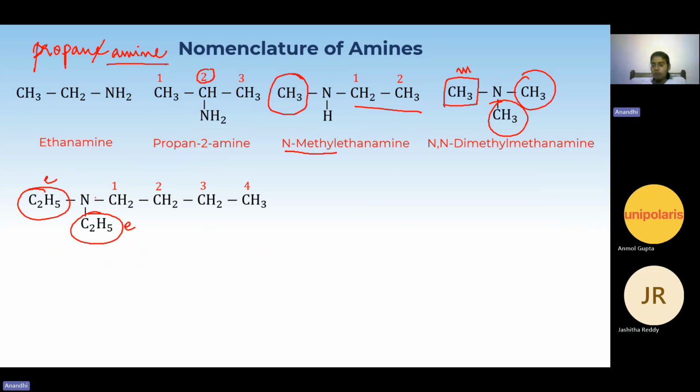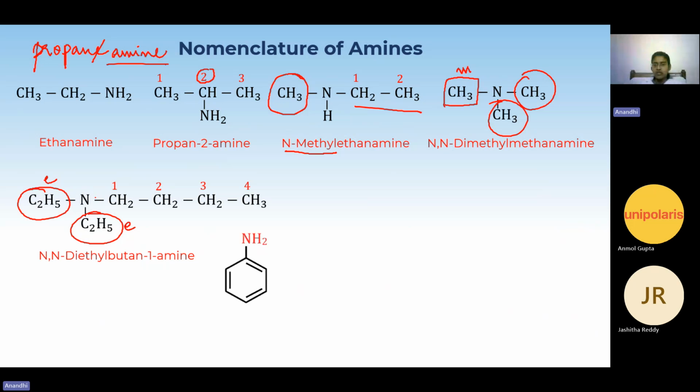Both of them are attached to nitrogen. So what could be the name? N,N-diethylbutanamine. Butan-1-amine. Butanamine is also correct, but butan-1-amine is more appropriate. Okay, all right, very good.